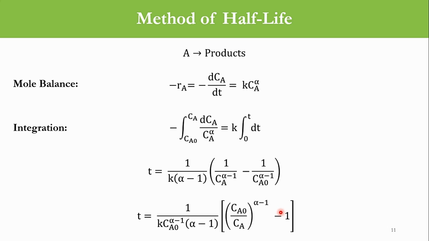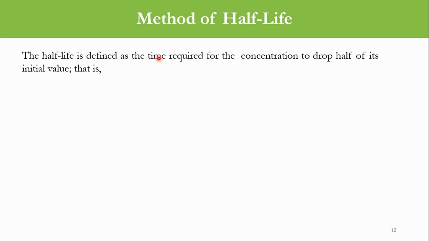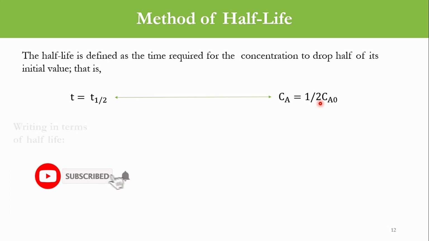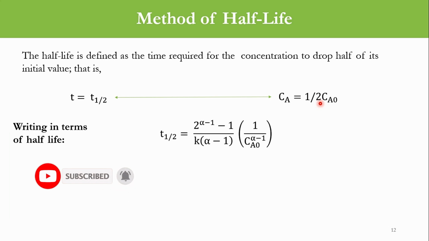But now we have to convert this equation into the half-life equation. The half-life is defined as the time required for the concentration to drop to half of its initial value, that is, t = T1/2 and CA = 1/2 of CA0. Obviously the concentration is halved with time. So accordingly, writing the previous equation in terms of half-life, it becomes T1/2 = (2^(alpha-1) - 1)/(k(alpha-1)) times 1/CA0^(alpha-1). Once you solve it on paper, you will be able to work through the steps, one or two steps, and come to this solution.